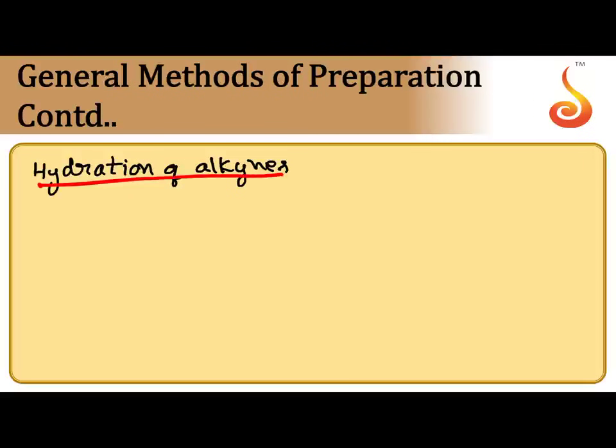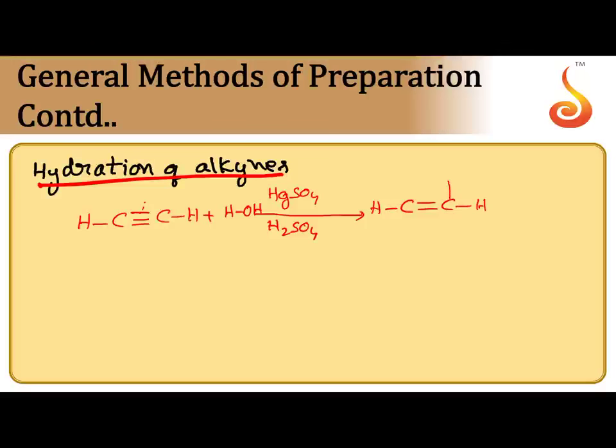Next method, hydration of alkynes. Let us take acetylene. When acetylene gas is passed into the mixture of mercuric sulfate and sulfuric acid, at that time water is added indirectly after breaking one pi bond. OH goes to one carbon, H goes to another carbon.